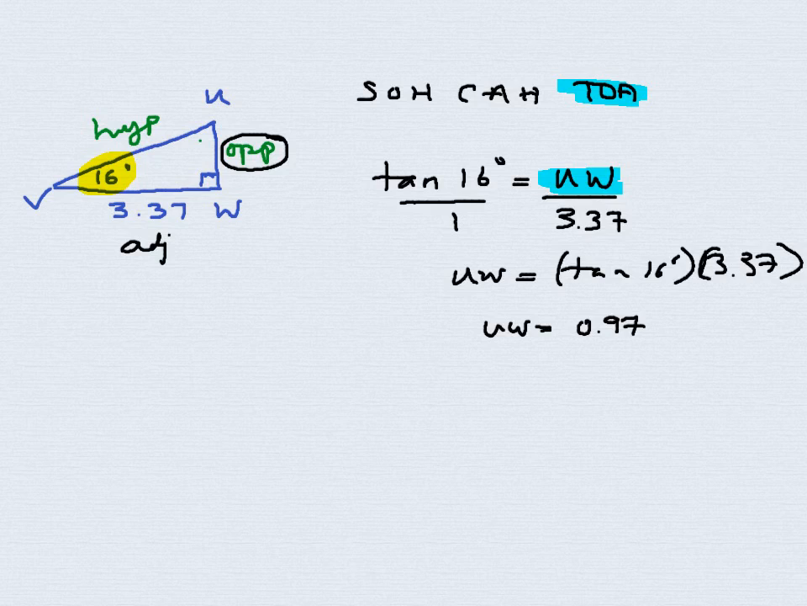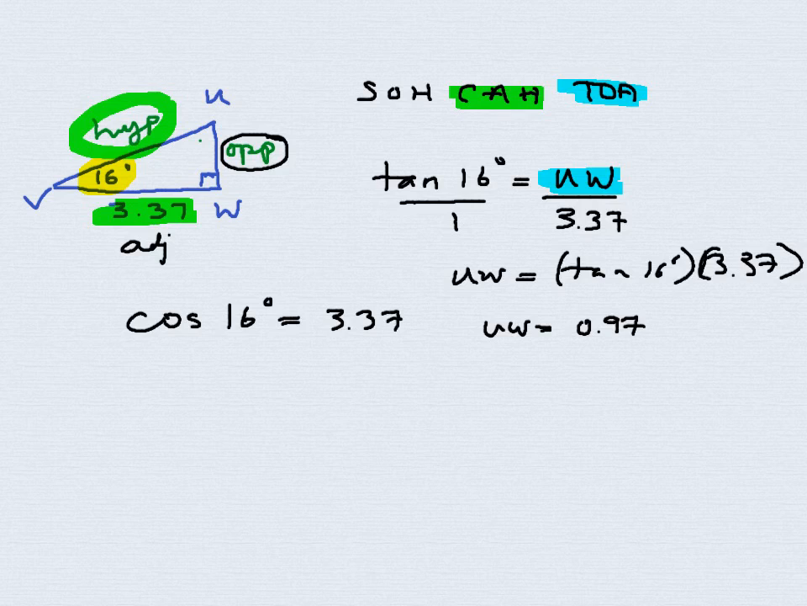Now we're going to solve for the hypotenuse. To solve for the hypotenuse, we are going to use the given side of 3.37, and we're going to solve using the cosine ratio, because the cosine ratio has adjacent and hypotenuse in it. The cosine of 16 degrees is found by taking the adjacent side, 3.37, and dividing it by the hypotenuse, which you could write UV or you could write it as the hypotenuse.